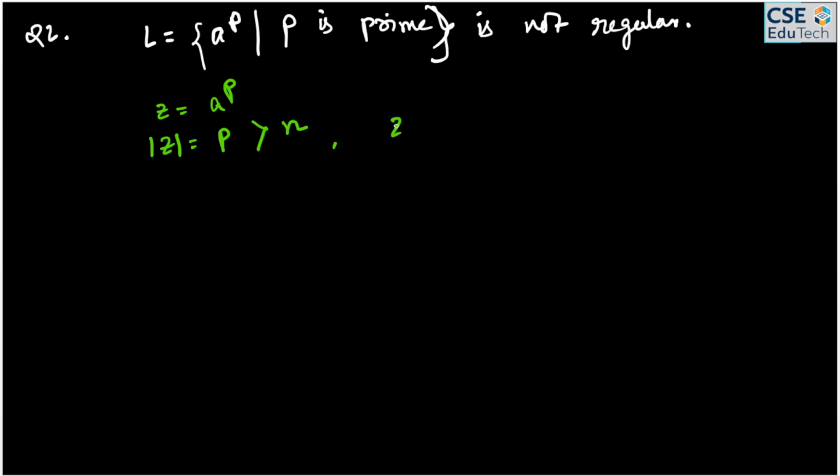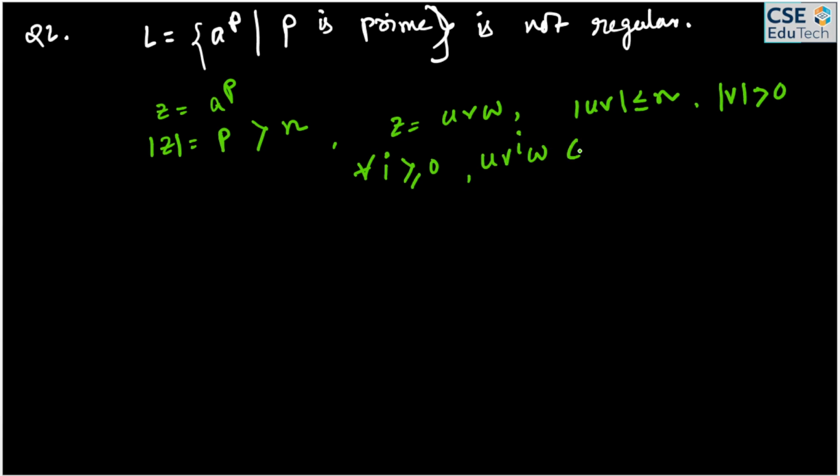So Z can be written as Z equal to U, V, and W such that the length of UV is less than or equal to N, and the length of V is greater than 0. Then for all I greater than or equal to 0, U V to the power I W belongs to the language. Now for the proof, we assume that V is equal to A to the power M for some M where M is greater than or equal to 1 and less than or equal to N.